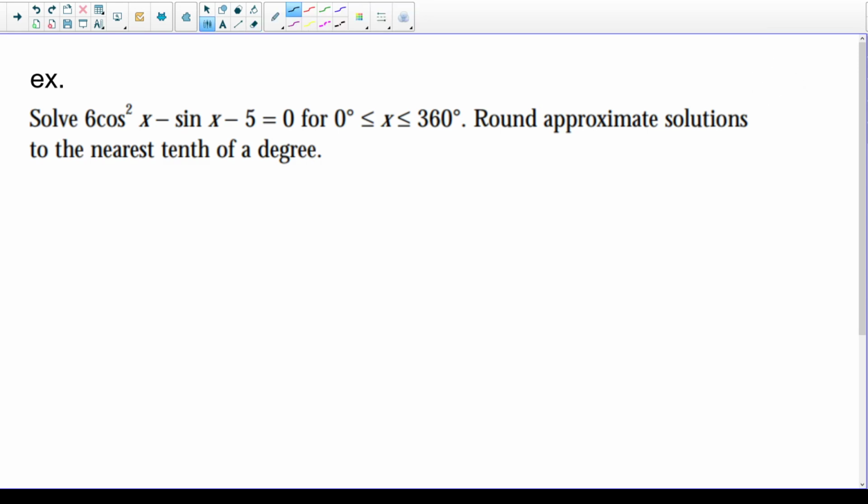Solve 6 cosine squared x minus sine x minus 5 equals 0 for 0 to 360. Round approximate solutions to the nearest tenth of a degree. What is the problem here? At first glance, you might say, hey, this is a quadratic just like the previous one. But unfortunately, it is not, because this is a cosine and this is a sine. I can't do a variable substitution right now because I would just get an x and a y, which is not going to help.